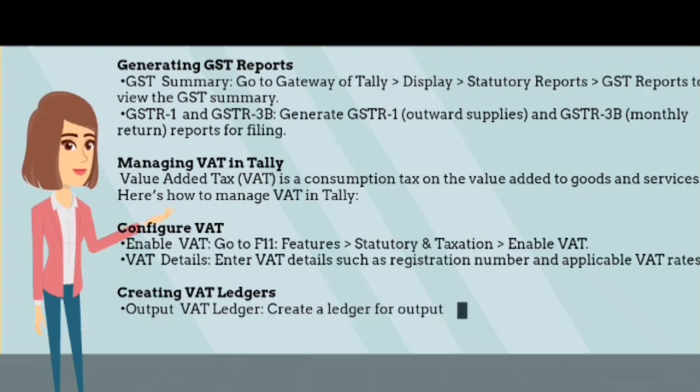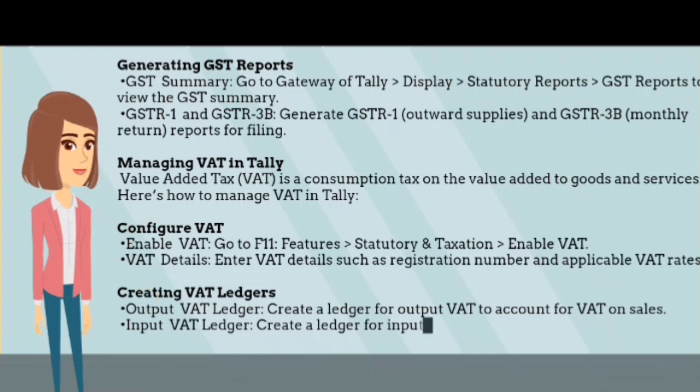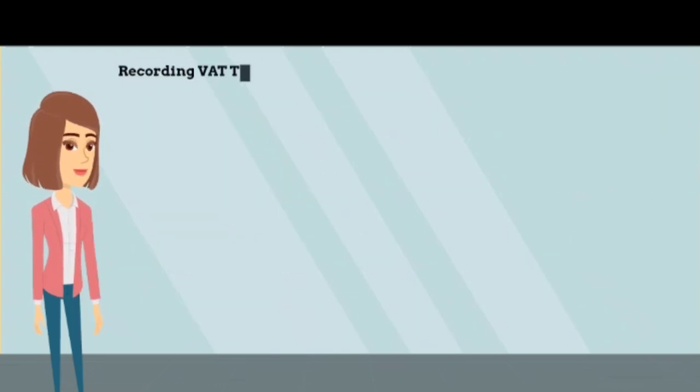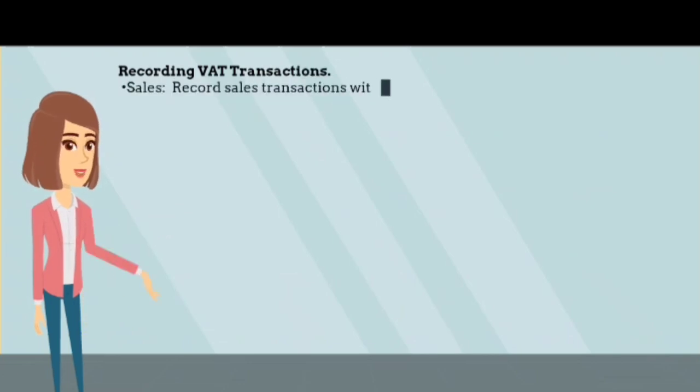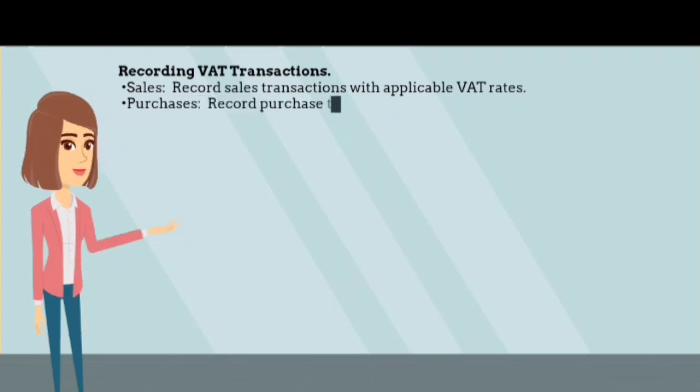Creating VAT ledgers. Output VAT ledger. Create a ledger for output VAT to account for VAT on sales. Input VAT ledger. Create a ledger for input VAT to account for VAT on purchases. Recording VAT transactions. Sales. Record sales transactions with applicable VAT rates. Purchases. Record purchase transactions with input VAT details.